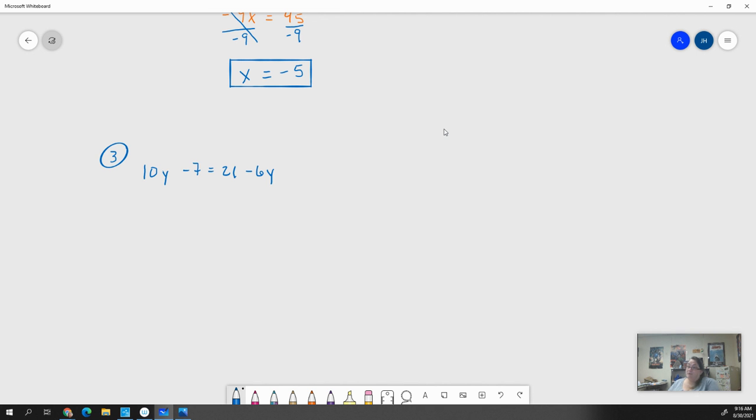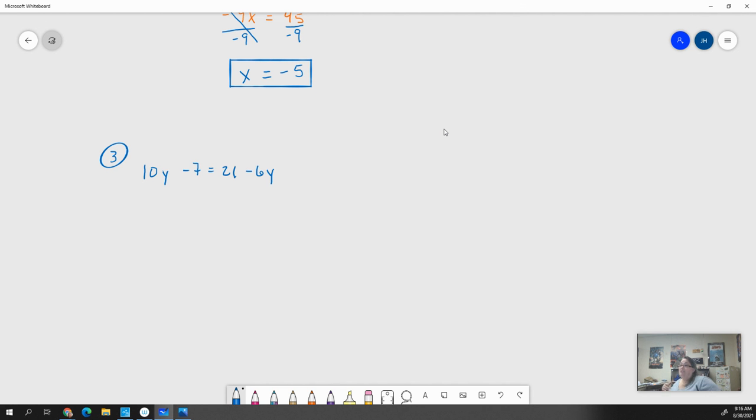The first thing I have to do is look and see if there's anything to distribute, but we don't see any parentheses, so clearly nothing to distribute, right? The next part said to simplify both sides of the equation, but there's nothing to simplify. I can't combine 10y minus 7 any more than it's already combined, and I can't combine 21 minus 6y on that side any more than it's combined. They don't go together, right?